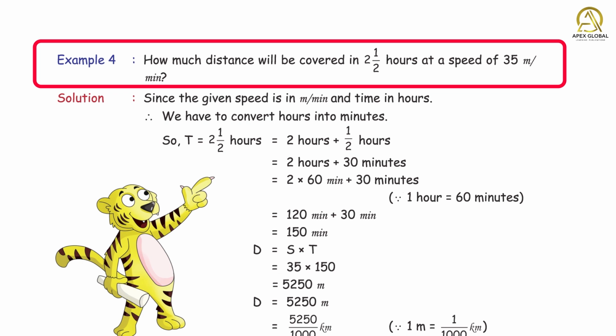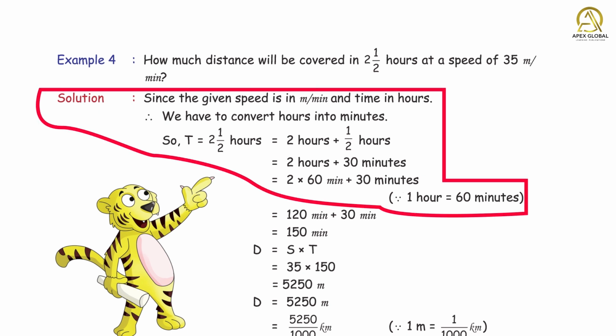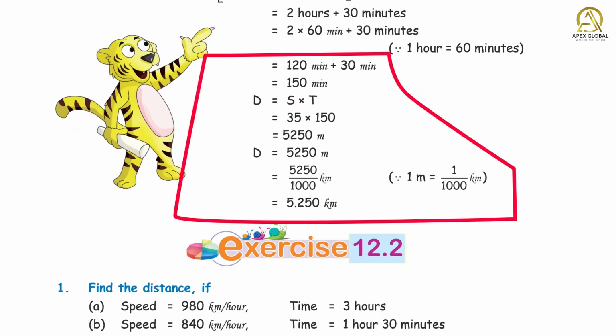Example 4. How much distance will he cover in 2 1 upon 2 hours at a speed of 35 meters per minute? Solution. Since the given speed is in meters per minute and the time is in hours, we have to convert hours into minutes. So T equals 2 1 by 2 hours equals 2 hours plus 30 minutes. 2 into 60 minutes plus 30 minutes, because 1 hour equals 60 minutes, equals 120 minutes plus 30 minutes equals 150 minutes.